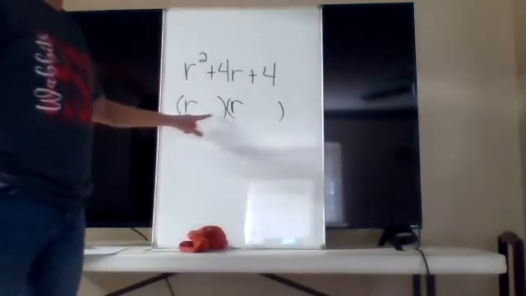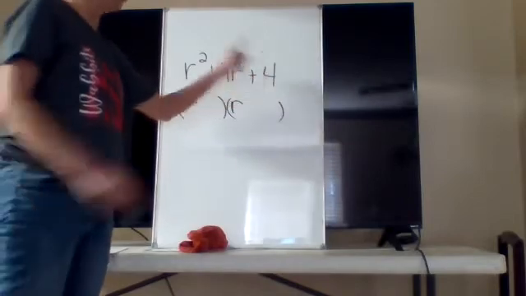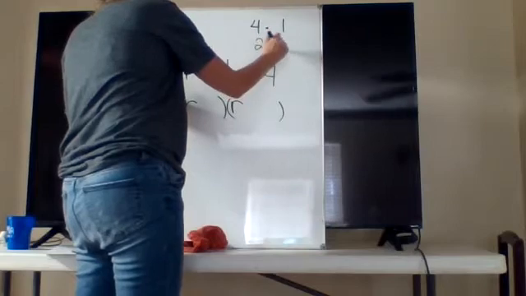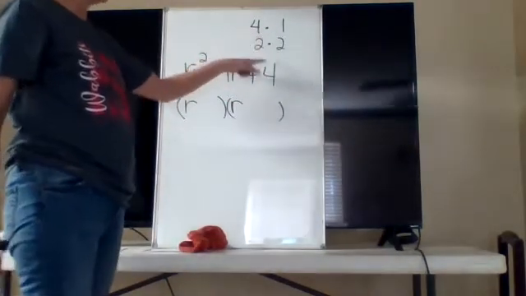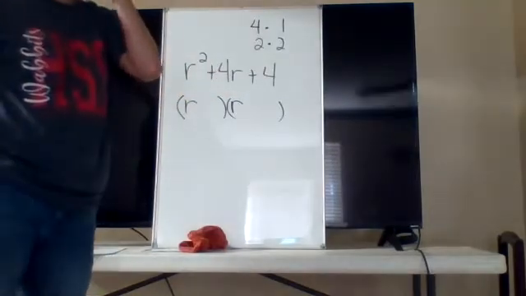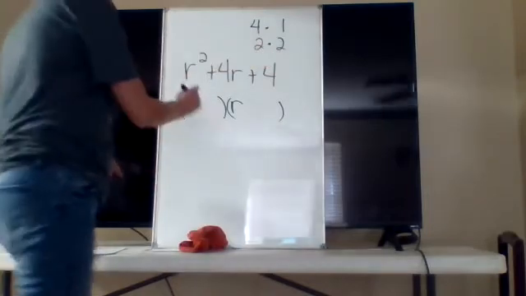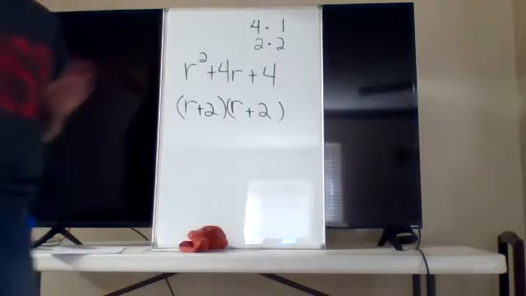Now remember, what do these numbers do? What are the numbers that you want to multiply to equal this? So multiply to equal 4, which is either 4 times 1 or 2 times 2. And I need to add the pair together to also equal positive 4. So which one of these pairs adds to 4? 2 and 2 does. Both positive. r plus 2, r plus 2.